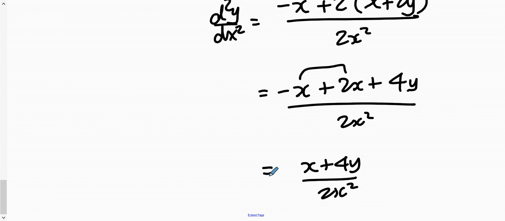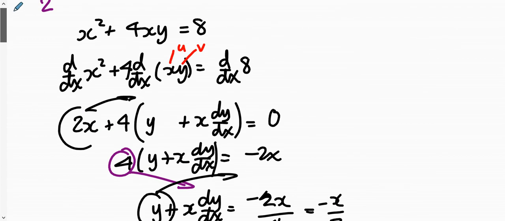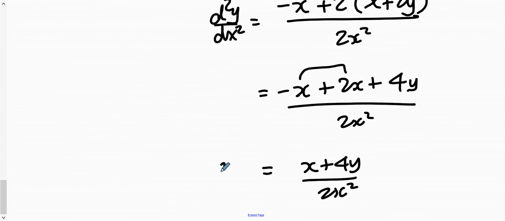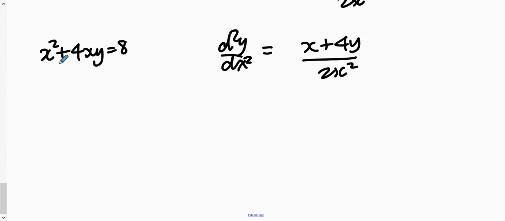Now, my next question is, can I simplify that based on the original problem? So I'll go all the way back up to the original problem. It was x squared plus 4xy equals 8. Now, it doesn't look particularly like that's going to appear in there. But actually it does. It's not entirely obvious. If I factorize out x here, I get x plus 4y equals 8. There, that x plus 4y, that's that thing there.